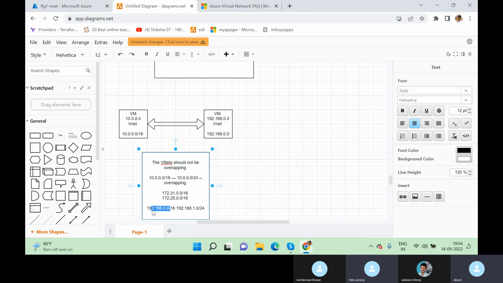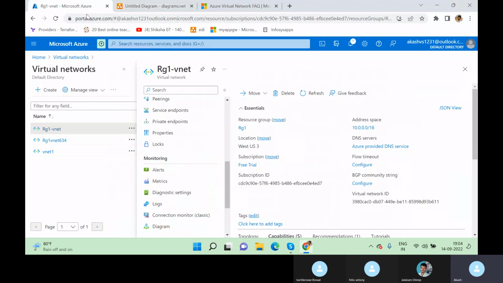What would be this range? 192.168.0.0 to 255.255. Is it part of it or not? Yes, it is part of it. So this is actually overlapping. Okay, fine. So this is the concept.